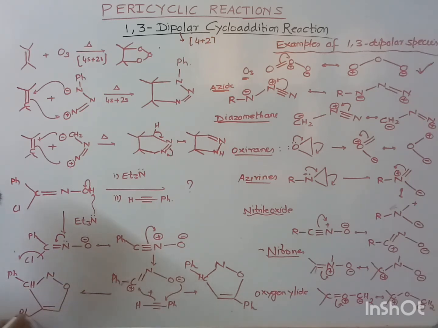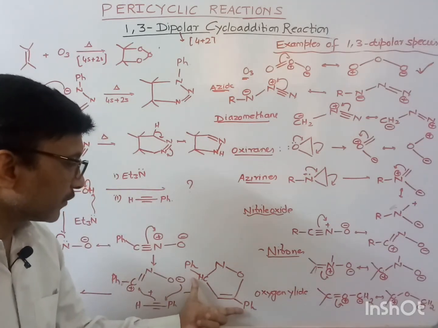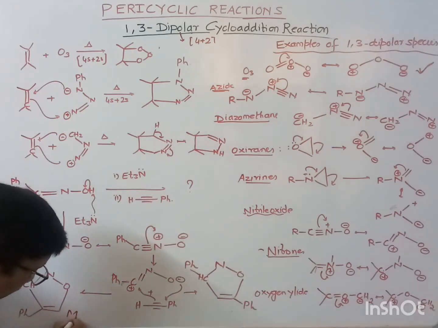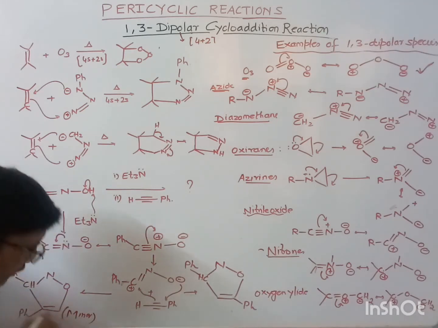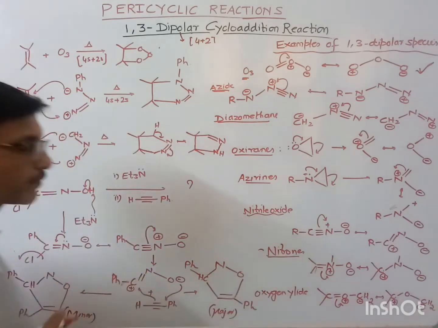Here you can see these 2 phenyl rings are far away from each other, and here the 2 phenyl rings are cis to each other. So this would be the minor product, and due to sterics, the other is the major product, the main product like this.